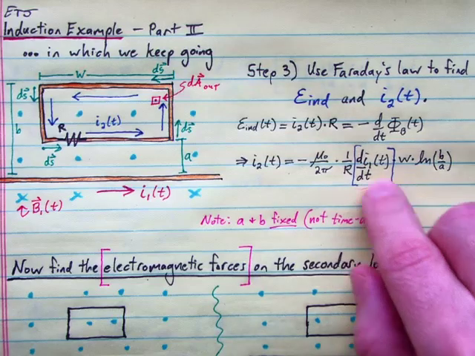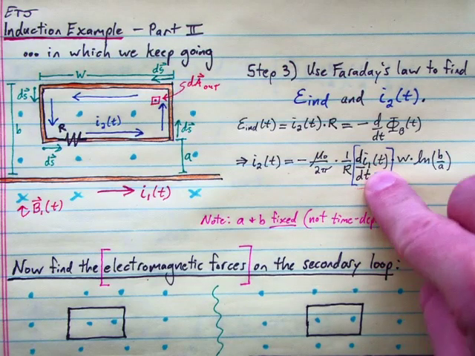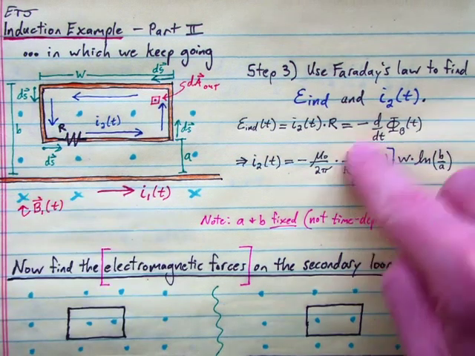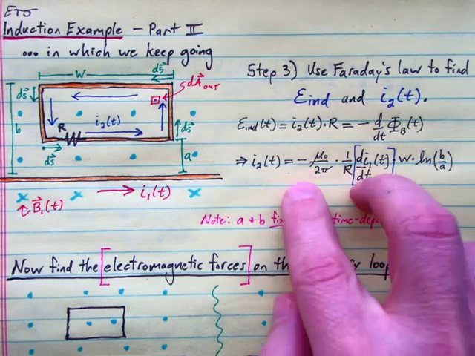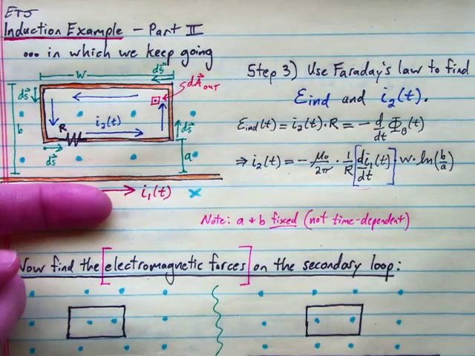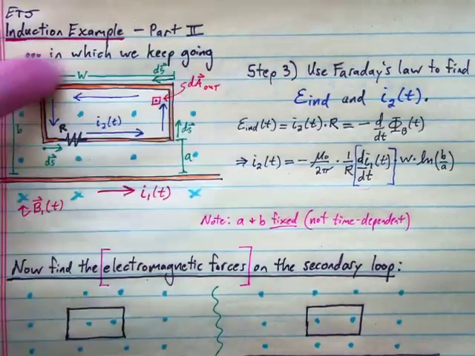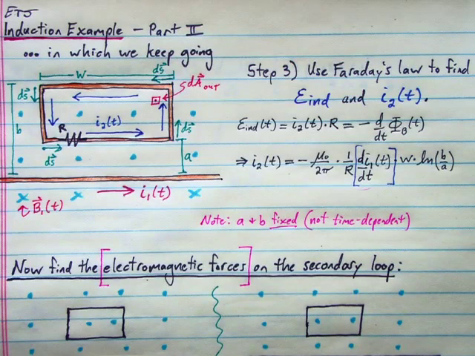Likewise, if I1 were decreasing with time, if I1 were this way but getting weaker, then dI1 dt would be negative, and a negative times this negative would make I2 positive. So if I1 were decreasing with time, then I2 would be positive. I2 would be running counterclockwise in the same direction as ds, as my blue arrows here are showing.